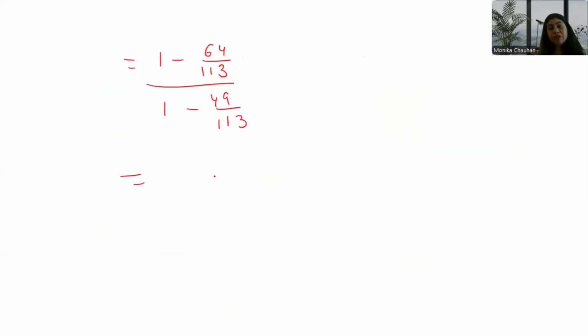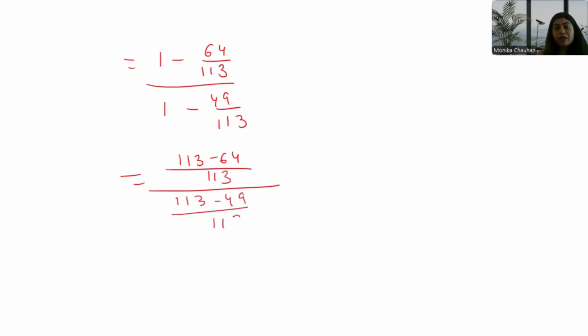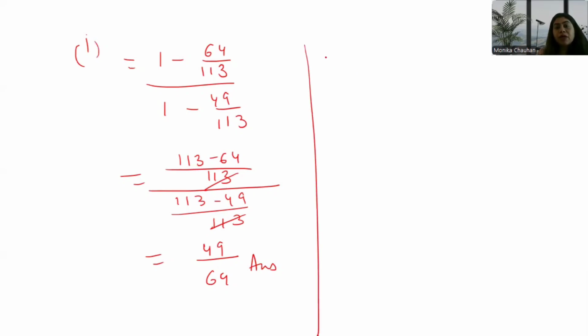Now you have to solve it further. So in the numerator, 113 minus 64 divided by 113, upon 113 minus 49 divided by 113. Now this 113 will cancel out. What you're left with is 113 minus 64, which will be 49, and this will be 64. So that's your answer for the first part, which you were trying to calculate. Now let's see the second part of it.